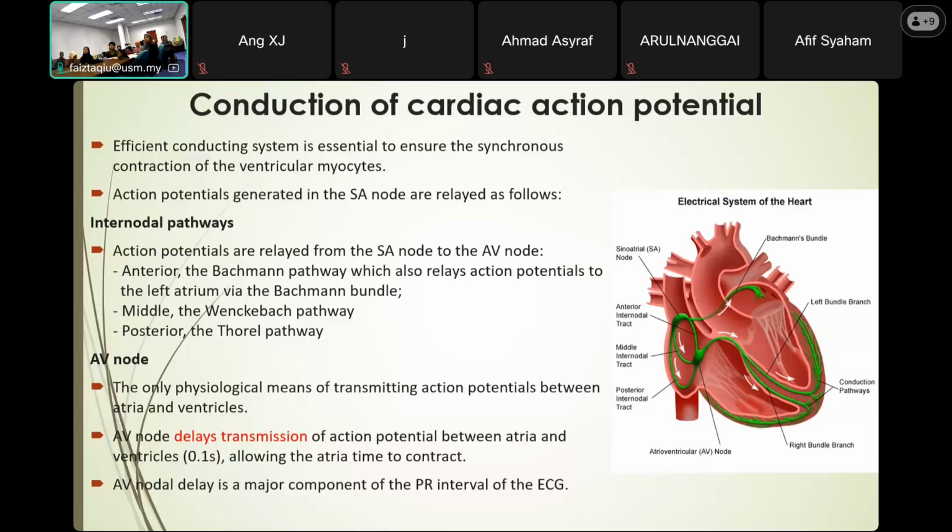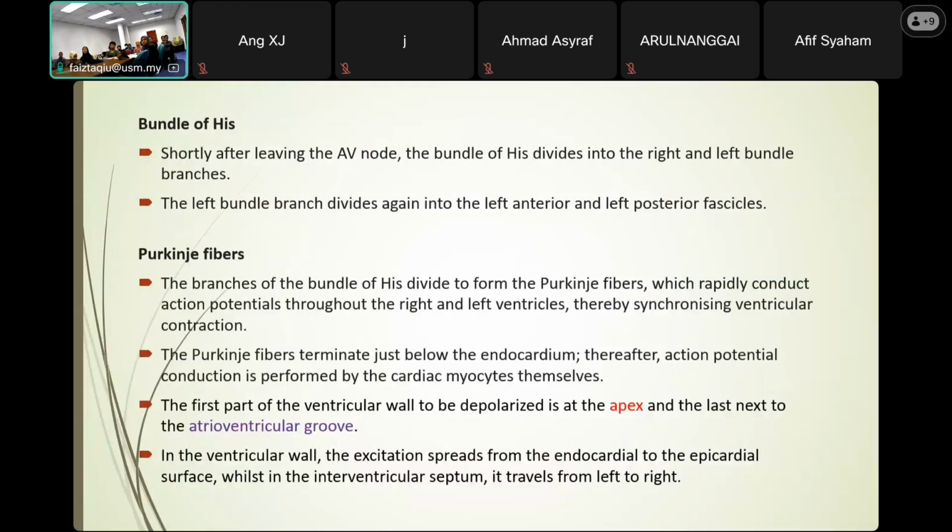The AV node is the only means of transmitting action potential between the atria and the ventricles. So there's a delay of transmission, like I mentioned, between the atria and ventricles of 0.1 seconds, allowing the atria time to contract. And the AV nodal delay is a major component of the PR interval of the ECG. So SA, AV, bundle of His.